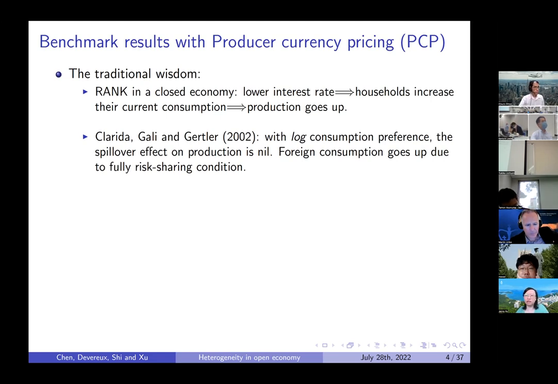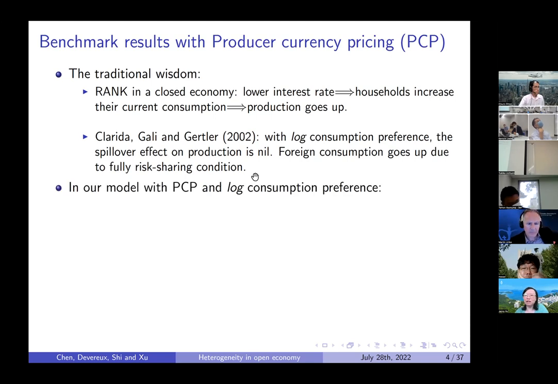So the general Euler equation mechanism, and we have production goes up. How about the international transmission mechanism? As shown in the pioneering paper by Clarida, Galí, and Gertler, with log consumption preference, the spillover effect on production is very small. So foreign consumption is going to go up due to full risk sharing.